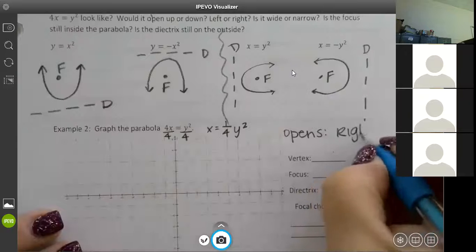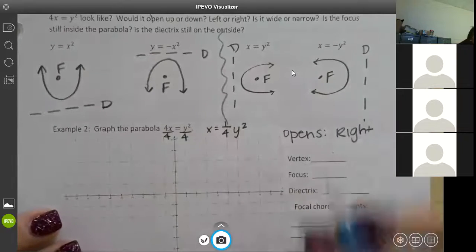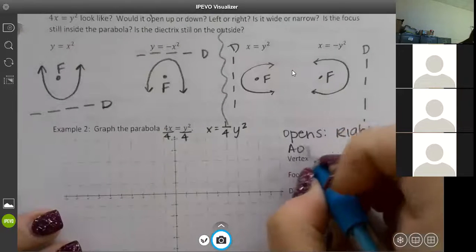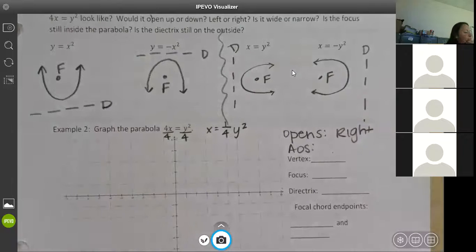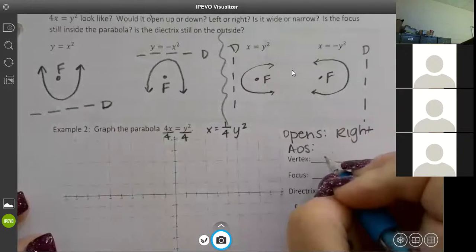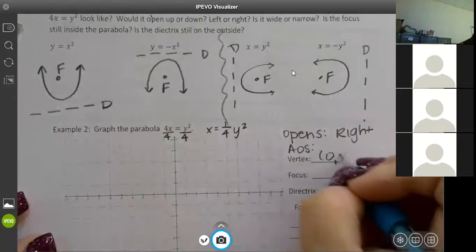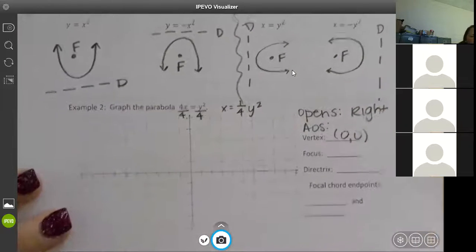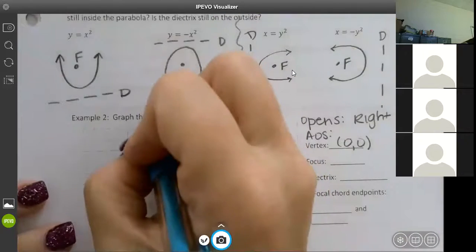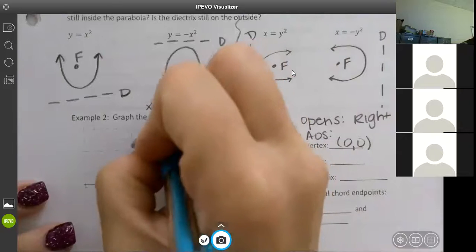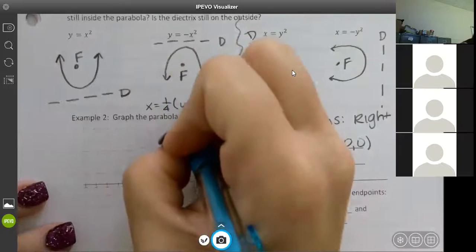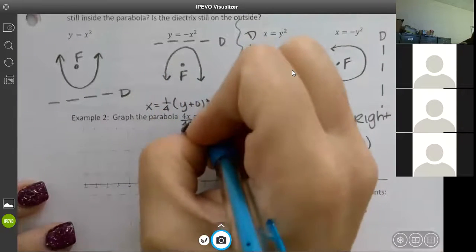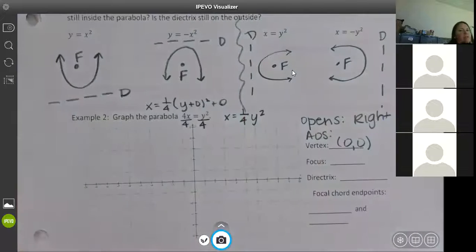Good. It's right because it's X equals and it's positive. I'm going to put axis of symmetry up here, but we're going to do vertex first and then we'll do axis of symmetry. Where's your vertex on this one? 0, 0. And again, if I wrote that out, X equals 1/4 Y squared, it would be Y plus or minus 0. It doesn't matter which one you put. Plus 0. So it would look like that.